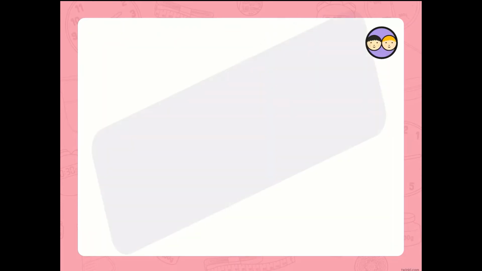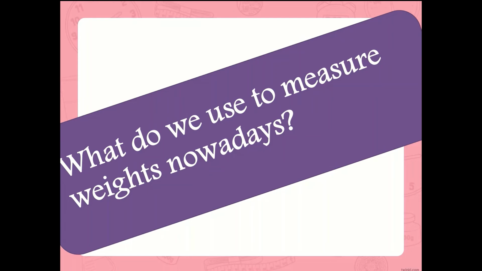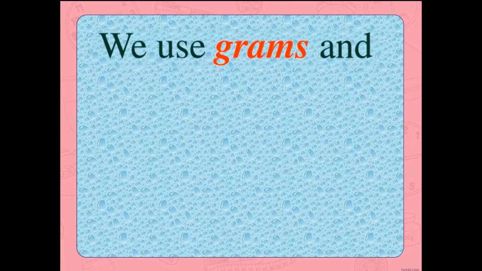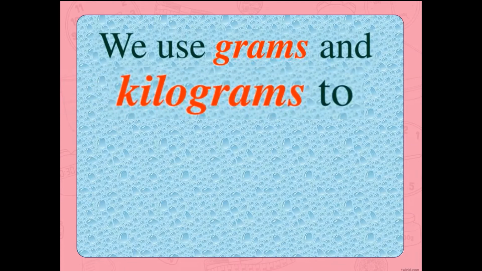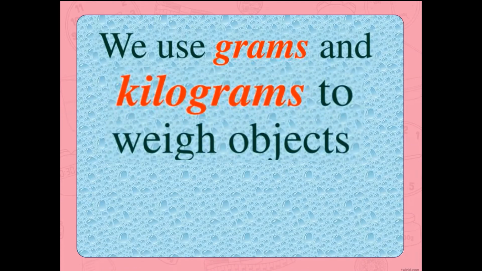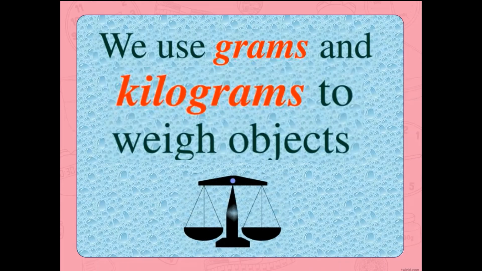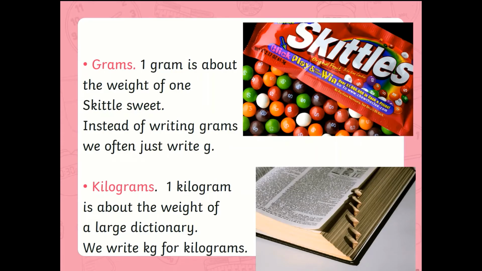Children, let's talk about what we use to measure weights nowadays. Nowadays we are using grams and kilograms to weigh objects. Grams: 1 gram is about the weight of 1 skittle sweet. Instead of writing grams, we often just write g. And kilogram: 1 kilogram is about the weight of a large dictionary. We write kg for kilograms.